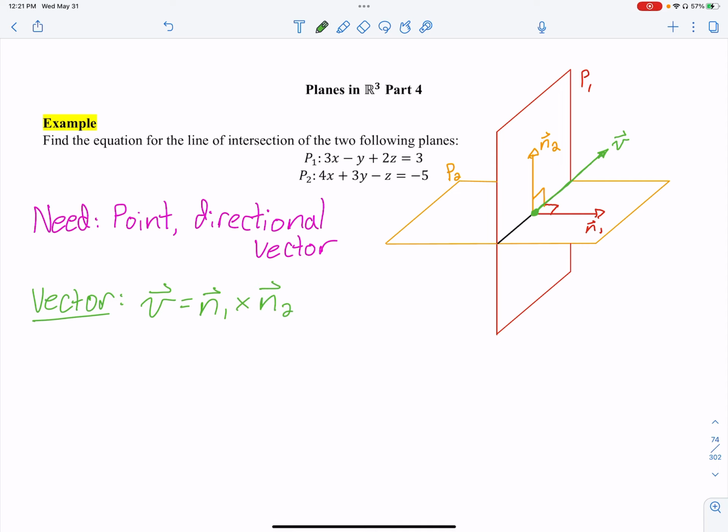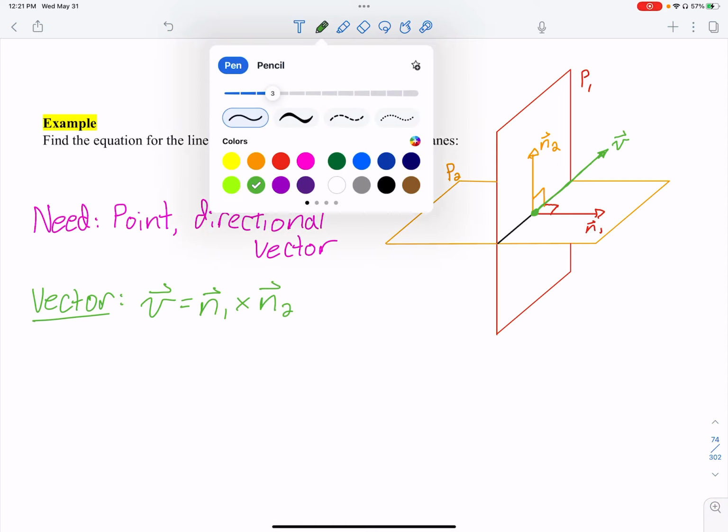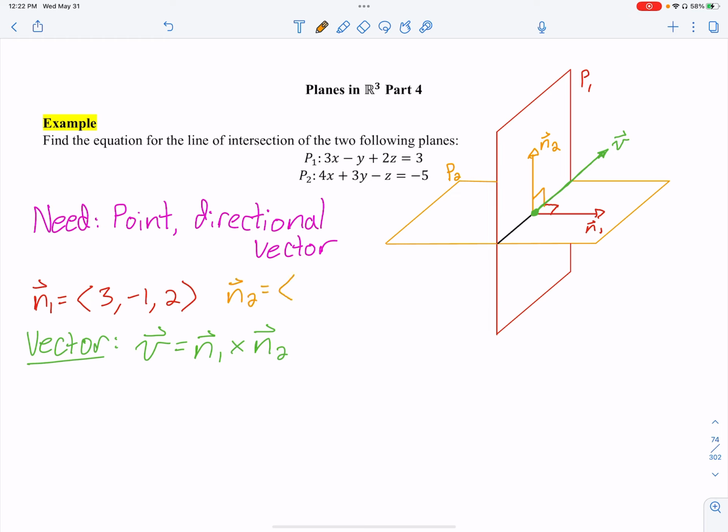Right, so we need to write down those vectors. Let's do N1 first. If I grab that from P1, I get 3, -1, 2. Now N2 is 4, 3, -1. Let's grab the coefficients. Now we can go ahead and set up our cross product. So I have i, j, k, and then 3, -1, 2, and 4, 3, -1.